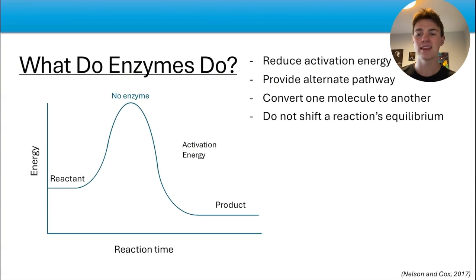Enzymes take a reaction path that already exists and they make it happen more often by providing an alternative mechanism with a lower activation energy. You can think about this like the reactant having to provide an energy investment to become a product.